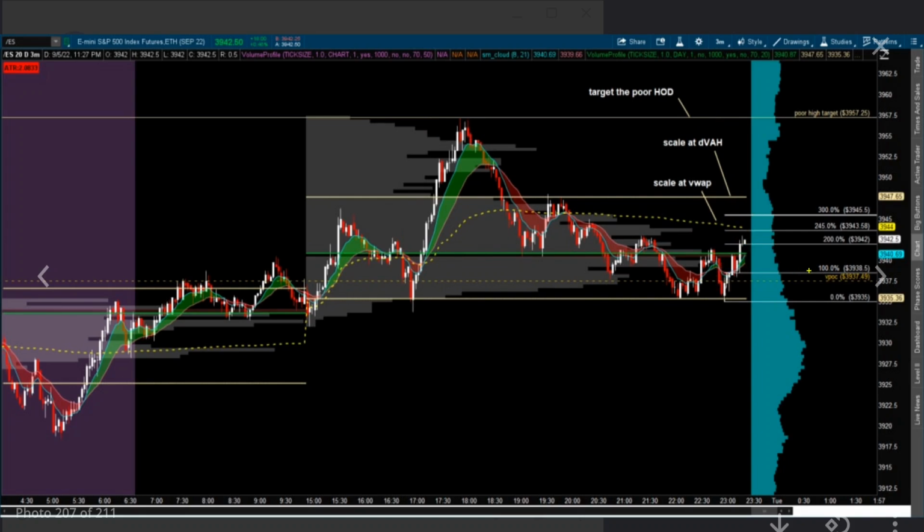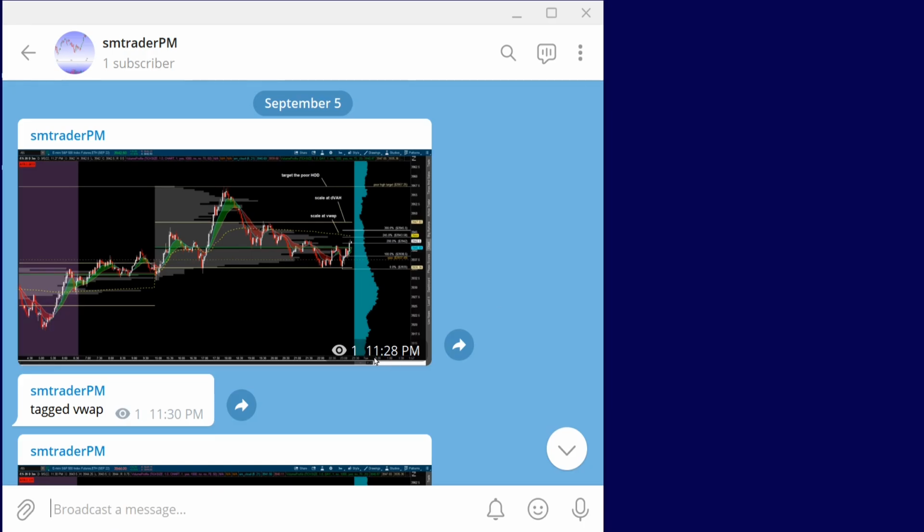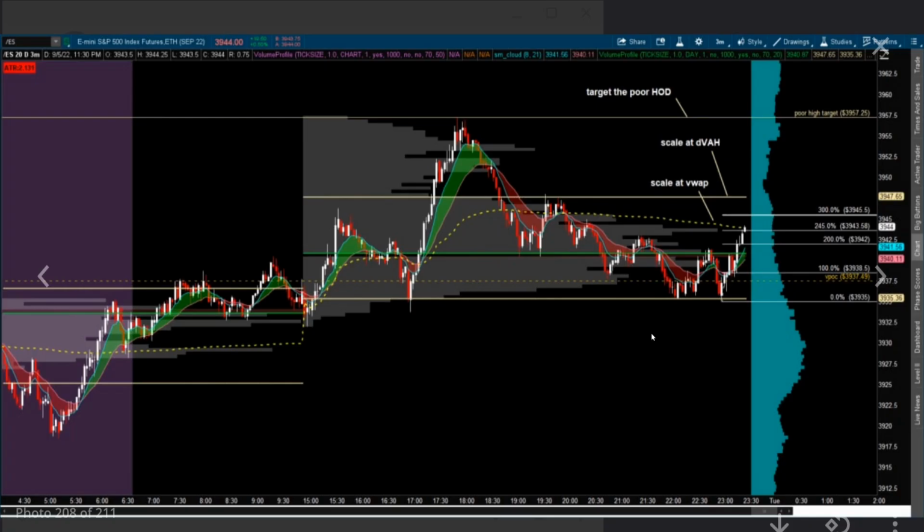So let's go and see what happened. Now, bear in mind that's 11:28 Pacific time, which is 2:28 Eastern time. That's the timestamp that I posted on my Telegram private channel. Now here at 11:30, just 2 minutes later, it said tag VWAP, and here's the chart that tagged VWAP. You see right here, it tagged the VWAP. So that's the first target. We hit the first target.